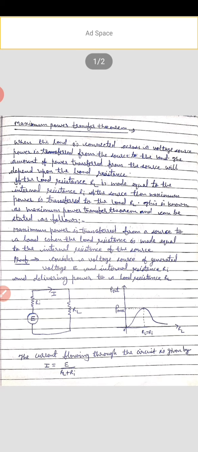Now the circuit diagram for the proof of the maximum power transfer theorem. Consider a voltage source of generated voltage E and internal resistance Ri delivering power to a load resistance RL.